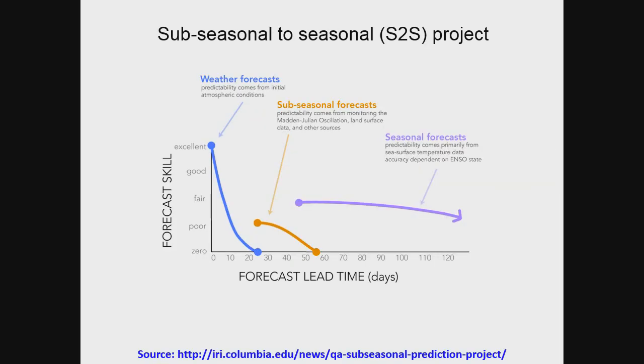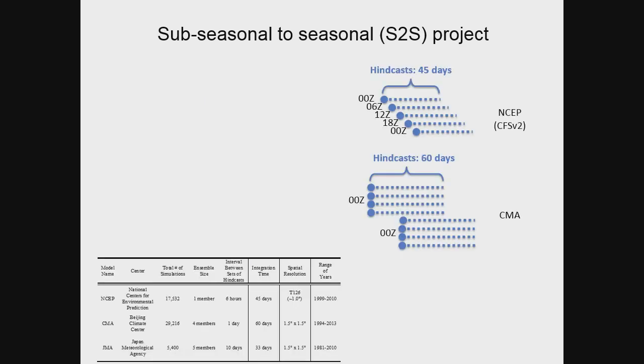So I'm using forecasts from the Subseasonal to Seasonal project, and I'm sure you're all well aware of this project. So we have pretty good skill for weather timescales, and very good skill for climate timescales, and the project is focusing on this gap between weather and climate forecasts. We use 3 of the models that they submitted: the American model, the Chinese model, and the Japanese model.